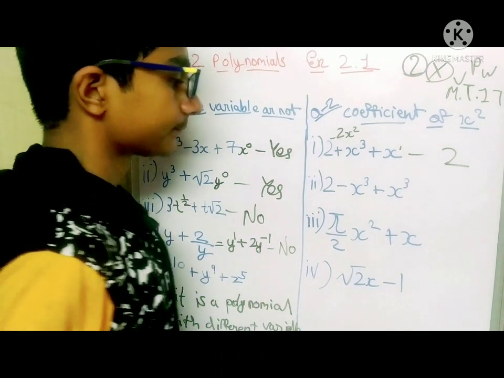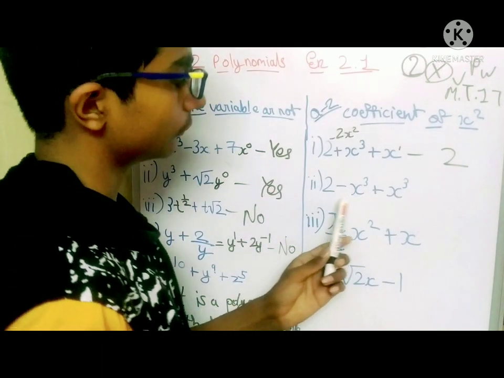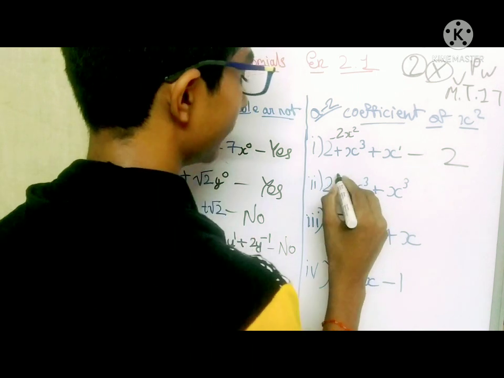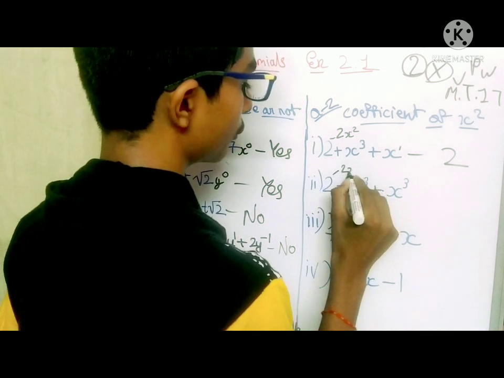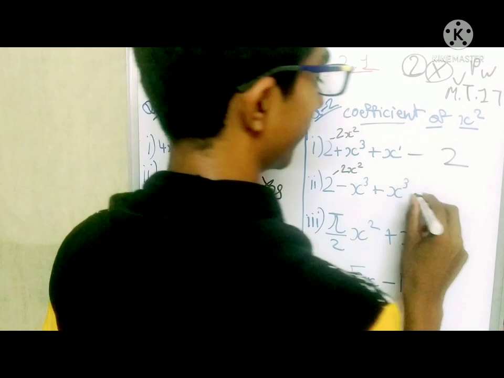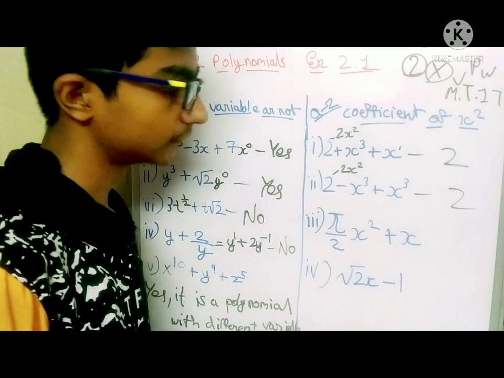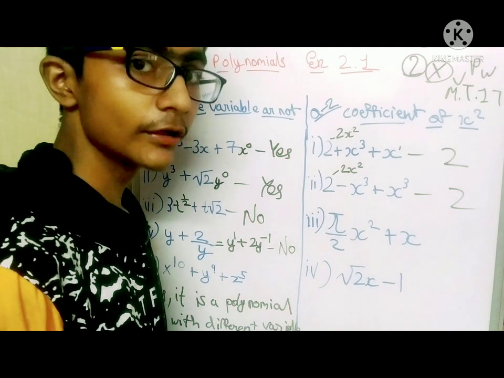Now the second one. It's also not given x square, but again 2 is given, so again it will be written as 2x square. So again the coefficient of this is 2. Yes or not?